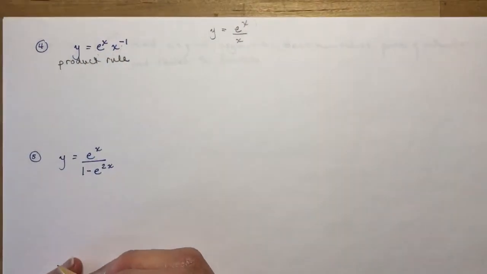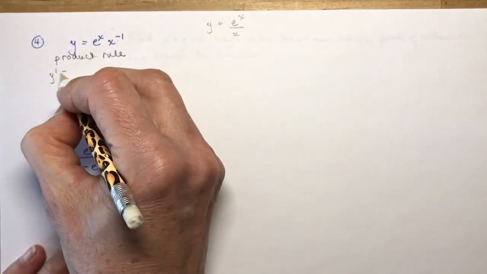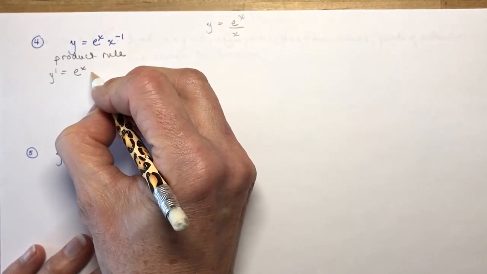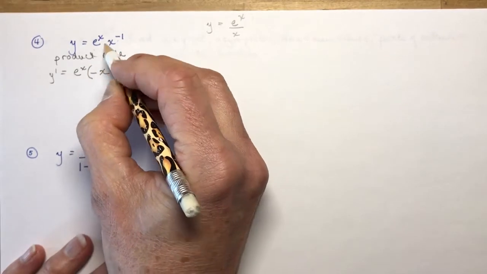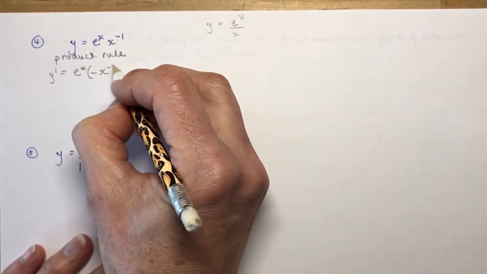See which one is easier. Okay, so if I do the product rule, I would say the first times the derivative of the second. That's going to be negative x. I've got to put a bracket here because it's times negative x to the negative 2.